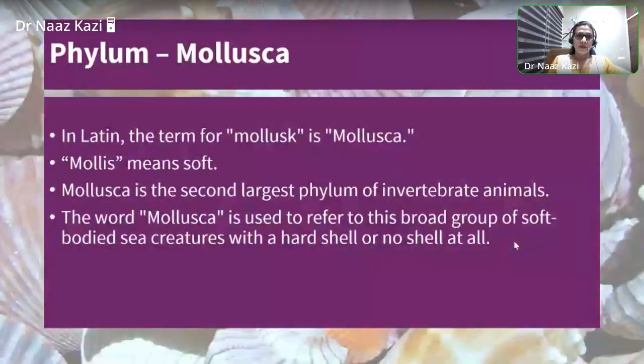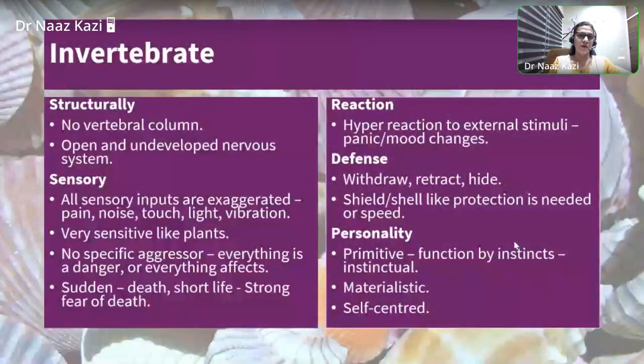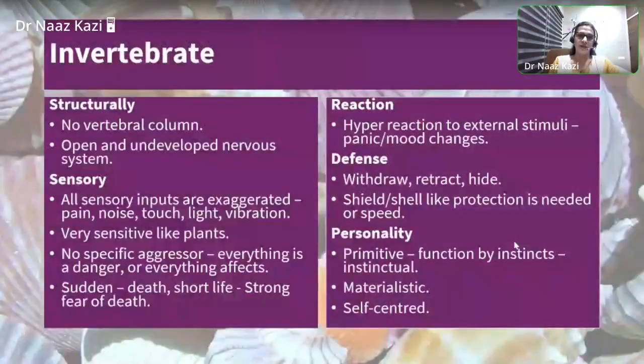Let's go further. As we've seen that they are invertebrates, let us understand the qualities of the invertebrate. The broad classification of the animal kingdom is into two, the vertebrate animals and the invertebrate animals. The difference being that structurally the invertebrate animals do not have a vertebral column. We all very well know that. Because they do not have a vertebral column, their nervous system is open and undeveloped, due to which all the sensory inputs from the external world come in an exaggerated way.